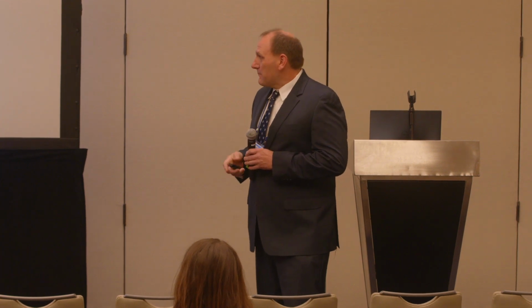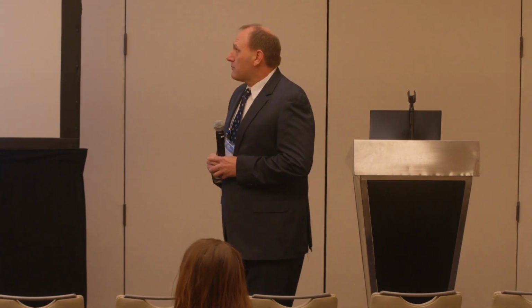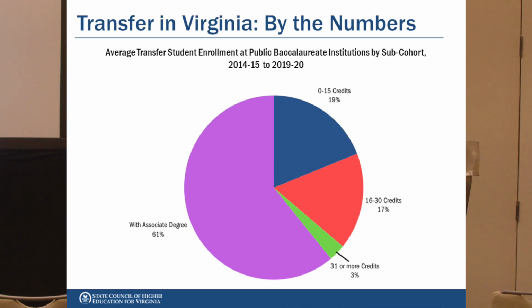Before we jump in, and I suspect it's probably pretty representative of most states out there, I just wanted to talk about Virginia's transfer numbers a little bit. This is a slide that I used last year, and we just got our new data released a couple weeks back, but what I've seen looks pretty representative. As you can see, about 61% of our transfers earn the associate degree, and roughly the other 40% transfer prior to the associate degree.